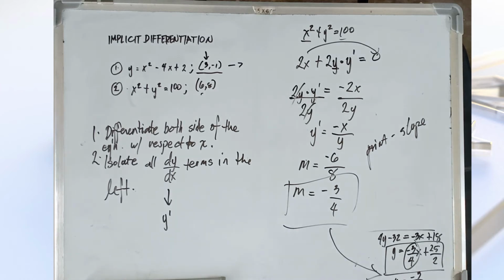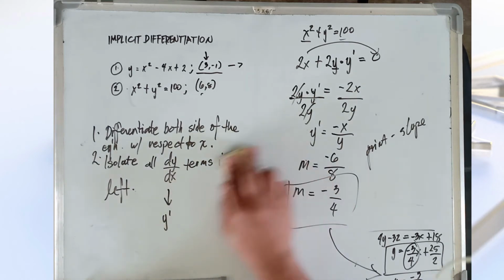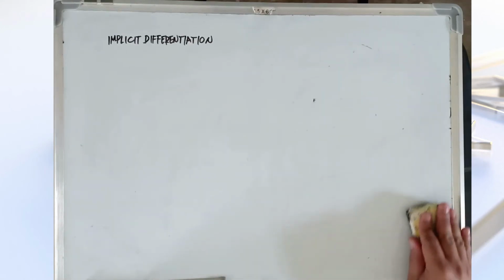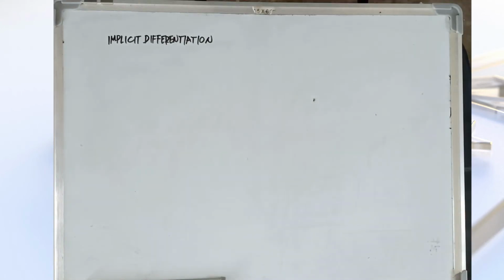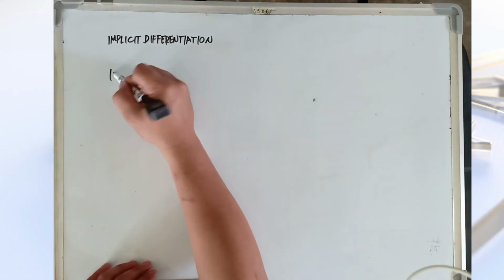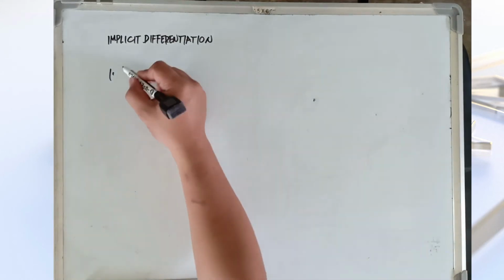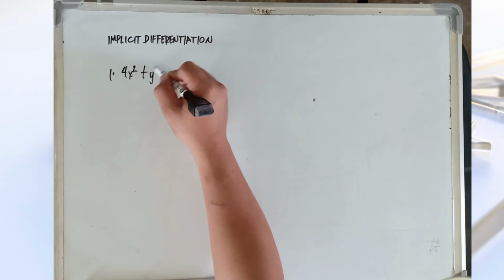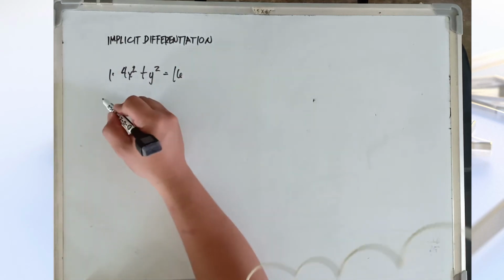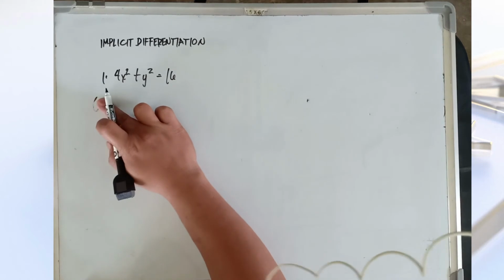Now let's have more examples in evaluating such equations using implicit differentiation. So just remember the two steps. We need to differentiate both sides of the equation with respect to x. And for step number 2, we need to isolate our dy over dx, then simplify. Example number 1 for implicit differentiation. Let's take 4x squared plus y squared is equal to 16.